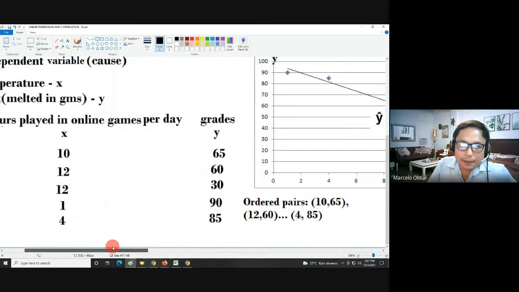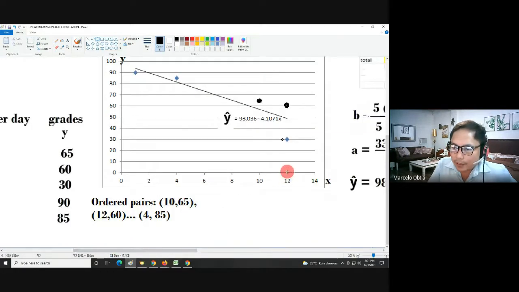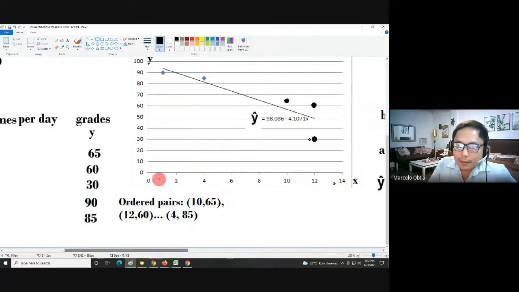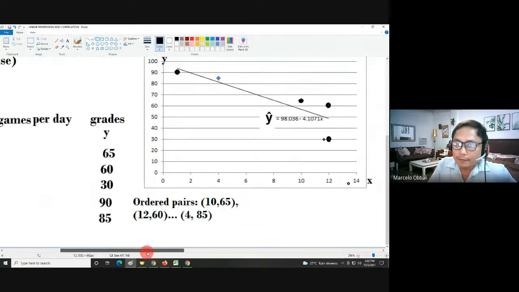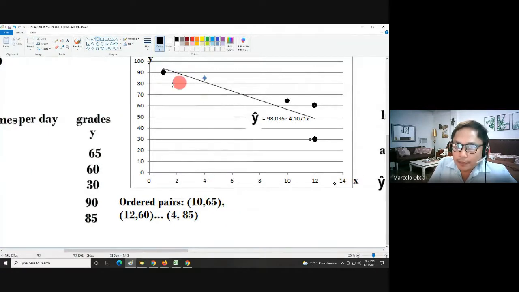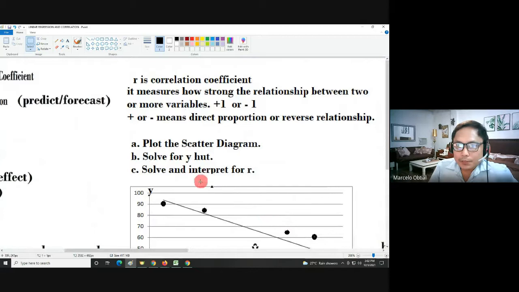The third ordered pair is 12 and 30. Dito yung x natin, 12, then 30. Yan, intersection ito. Next, 1 and 90. Nasa gitna, tapos ito dito. That's the fourth. And last, we have 4 and 85. 4 yung x natin, then 85 in between 80 at saka 90. There. Ganyan lang kasimple mag-gawa ng scatter diagram. Wag tayong magbuot-buot that you arrange that from the lowest to the highest because you will alter what's in the reality. Now, after that, you're asked to solve for the y hat.